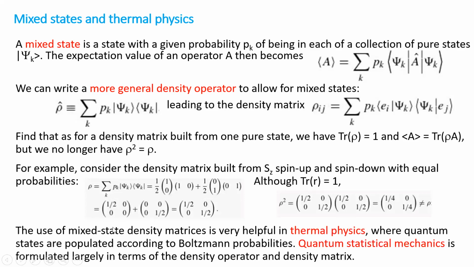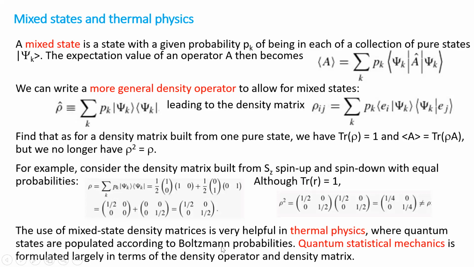Okay, so the final thing we'll note is that the use of mixed state density matrices is extremely helpful in thermal physics, because quantum states in thermal physics are populated according to Boltzmann probabilities. Now, we're not assuming in this class that everyone is familiar with a Boltzmann probability, but it's basically telling us, at a given temperature, if a state has a given energy, how likely it is for that state to be populated, and the relative likelihoods of different energy states. That's one of the bread and butters of thermal physics, these Boltzmann probabilities. And those are classical probabilities.